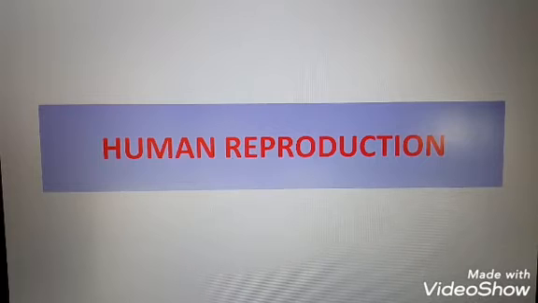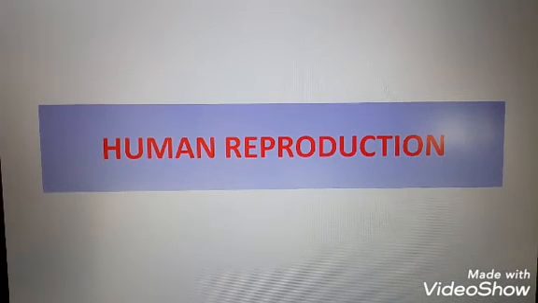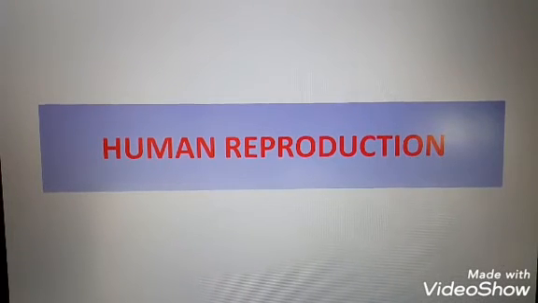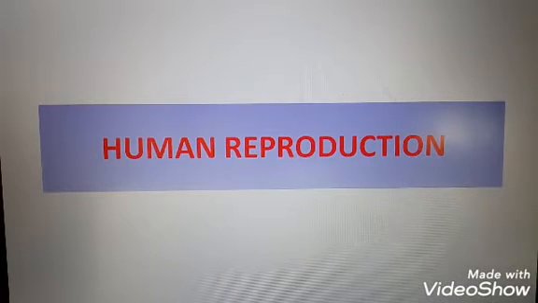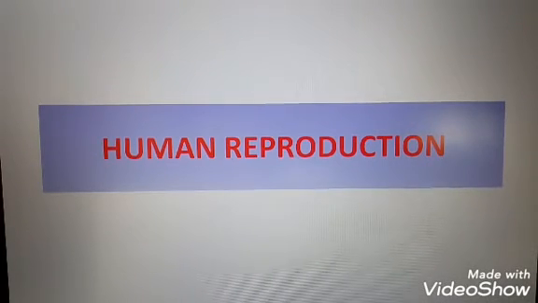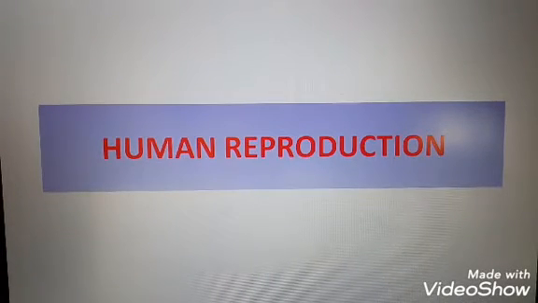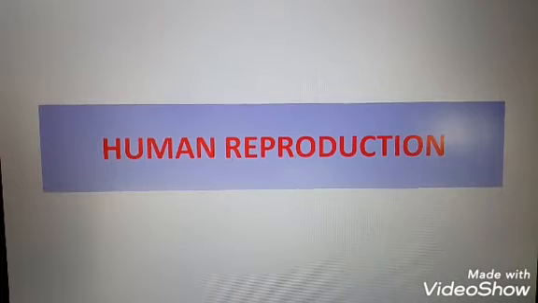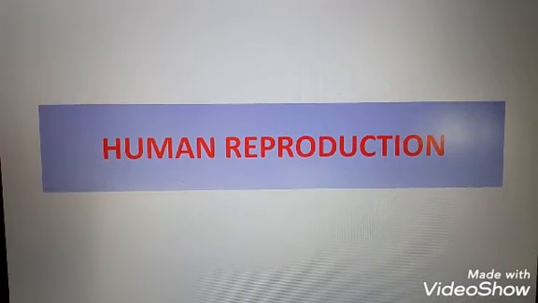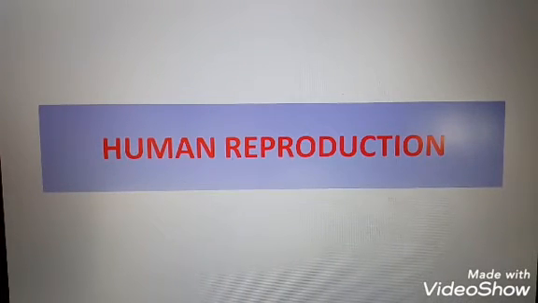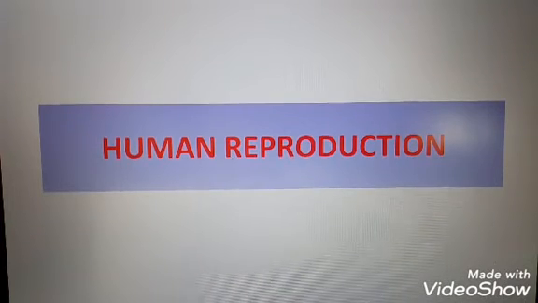Next question is, write the functions of each of the following: middle piece in human sperm, luteinizing hormone in human male. The middle piece of the human sperm contains mitochondria and it provides energy for the movement. In male, the luteinizing hormone helps to produce androgens. Both the male and female have LH and FSH.